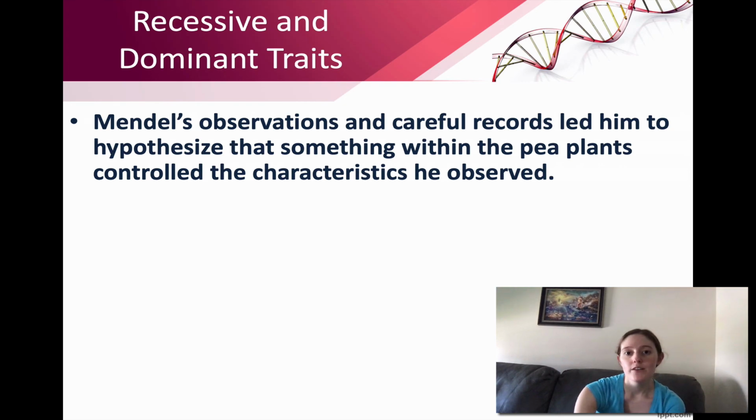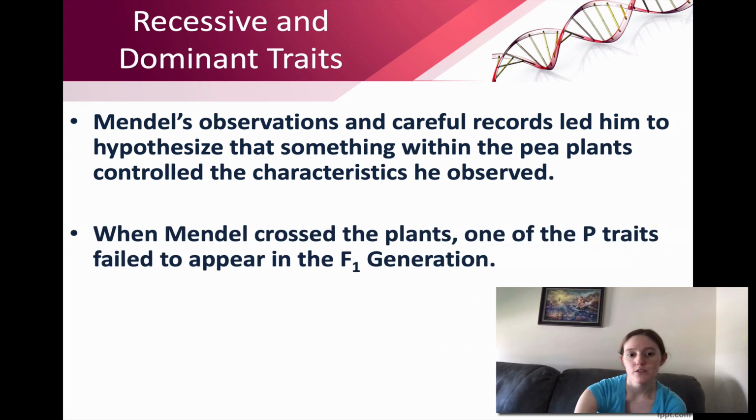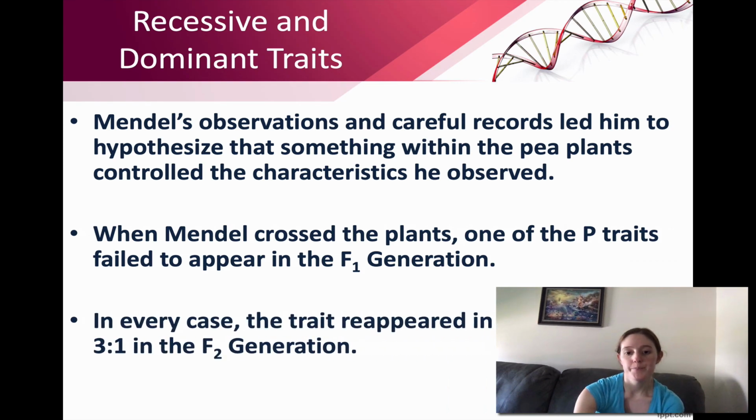And as he kept on repeating these experiments over and over again, it led him to hypothesize that some factors within the pea plants controlled the characteristics that he was observing. So when Mendel crossed the plants and one of the pea traits failed to appear in the F1 generation, that white trait just up and disappeared. But it always reappeared in the F2 generation.